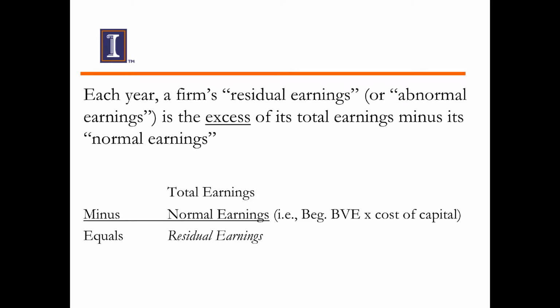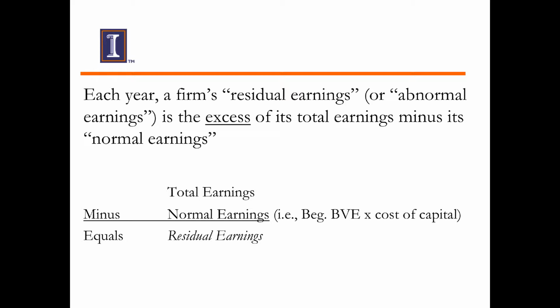Each year, a firm's residual earnings, also called abnormal earnings, is the excess of its total earnings minus its normal earnings. Normal earnings are calculated by multiplying the firm's beginning book value of equity by its cost of equity capital. Think of the cost of equity capital as the return that shareholders require for their investment in a firm. Therefore, normal earnings reflect the earnings the firm must earn in a period to provide shareholders their required return. In other words, the firm should generate earnings on the equity that it holds that are at least equal to what the equity costs the firm.